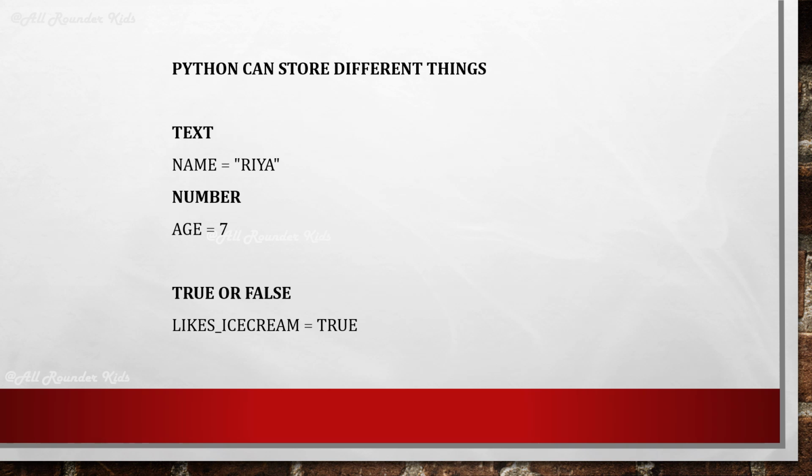Python can store different things. Text: name equals Ria. Number: age equals 7. True or false: likes underscore ice cream equals true.